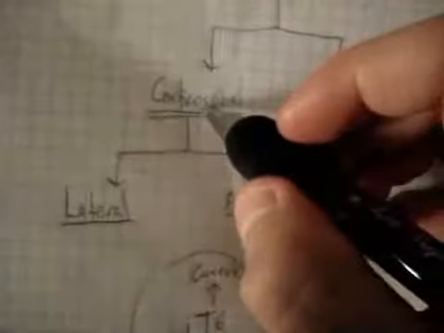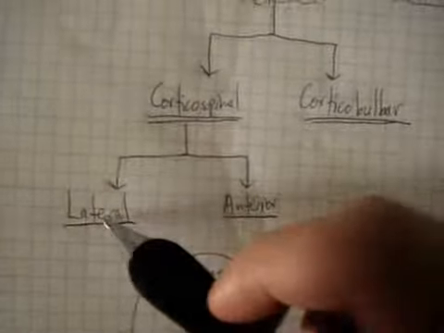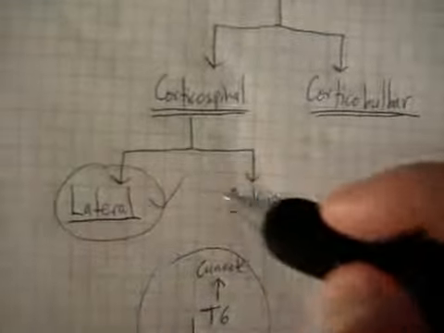Within the corticospinal there are two pathways, lateral and anterior. So you can say lateral corticospinal pathway or anterior corticospinal pathway. Our focus will be on lateral corticospinal pathway.